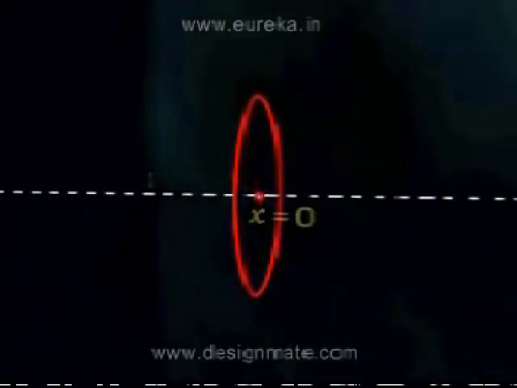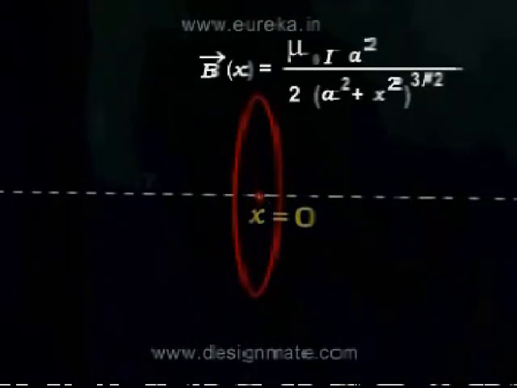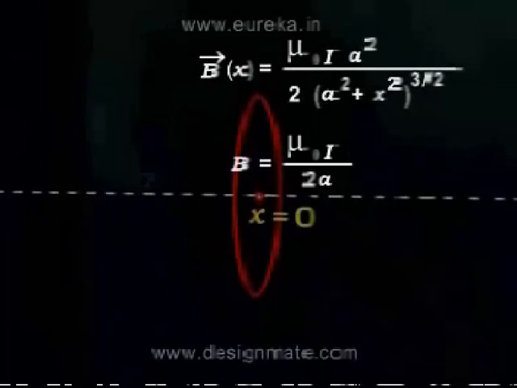A special case. The magnitude of the field at the center of the ring is obtained by putting x equal to 0 in the equation. Thus, at the center of the ring, vector B is equal to mu 0 I upon 2a into i cap vector.